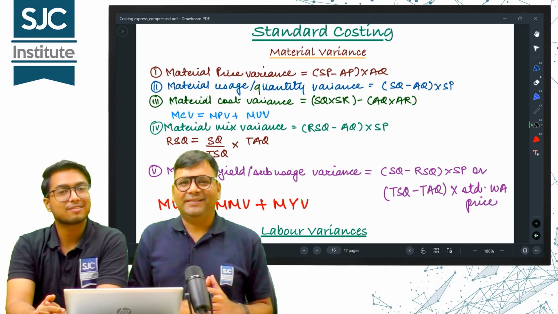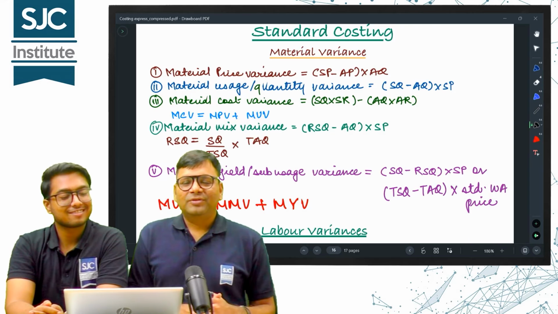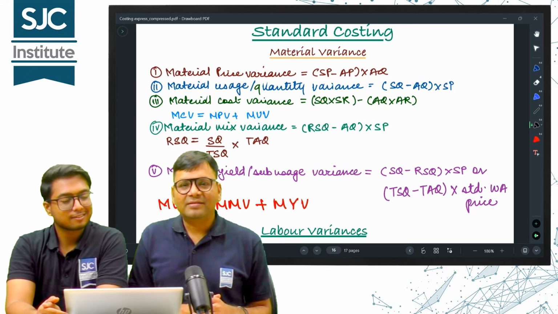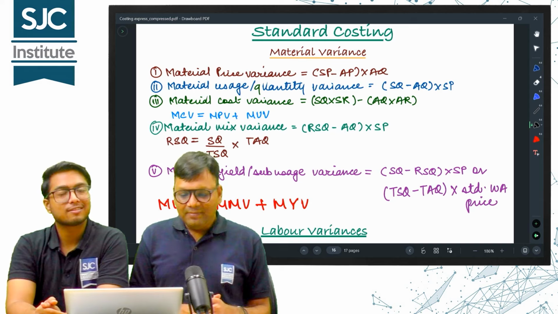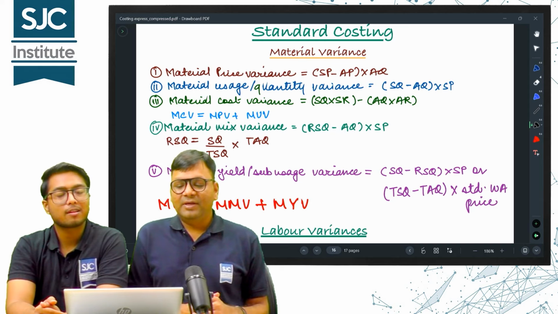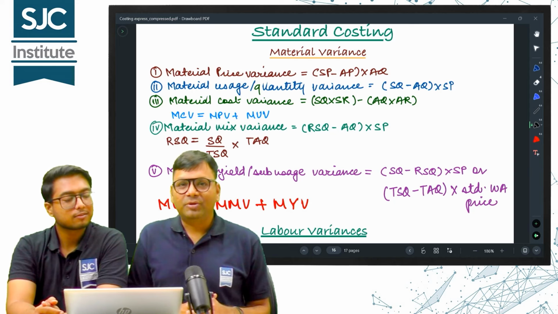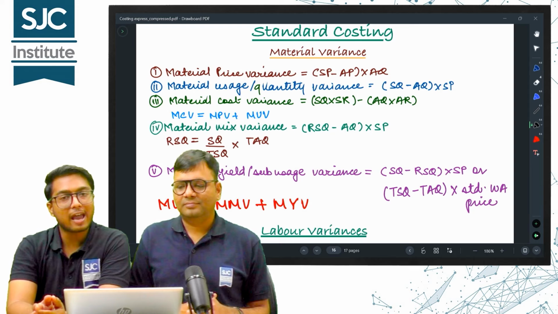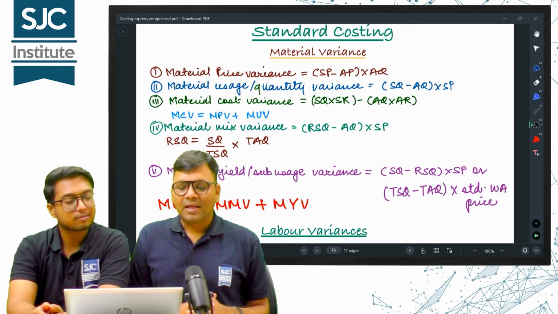Welcome to standard costing. Here we are going to study just two simple variances. One is material variance, another is labor variance. In material we have 5 variances. The first one is material cost variance. How to compute that? What is the formula? Standard quantity into standard rate minus actual quantity into actual rate.